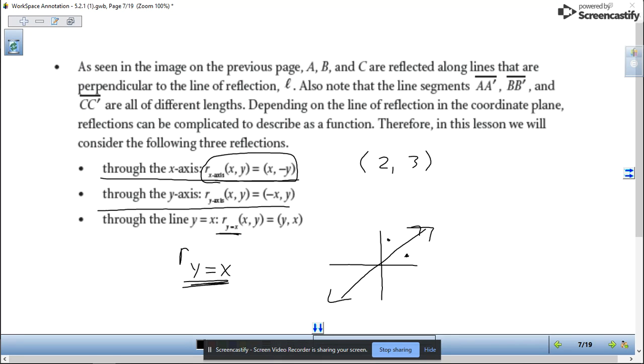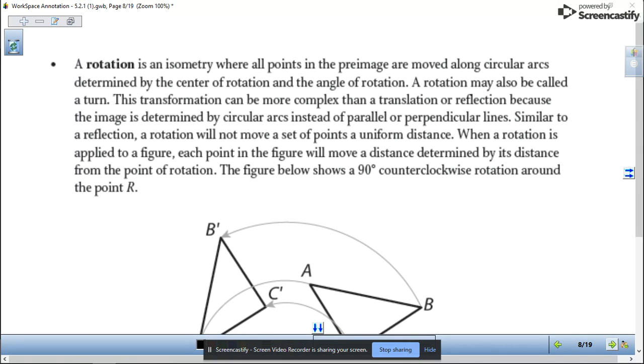Now, the trick there is, if it's specifically y equals x, then all you have to do is swap your x and y values. All you do is swap your x's and y's. The y goes first and becomes the new x. The x goes last, becomes the new y. All right? So let's go on.